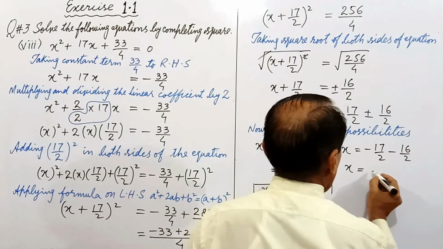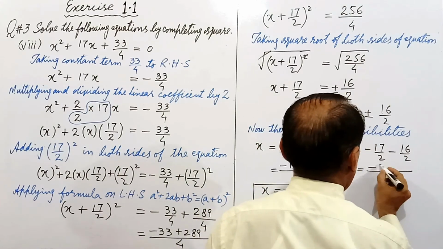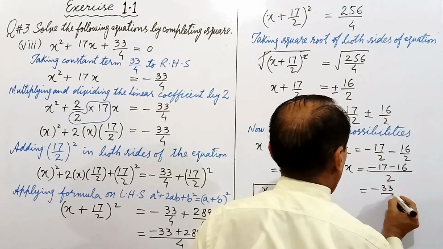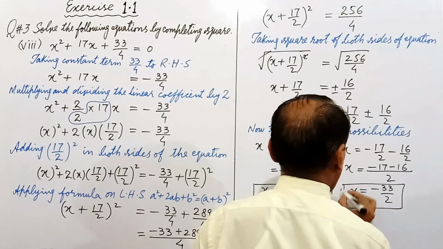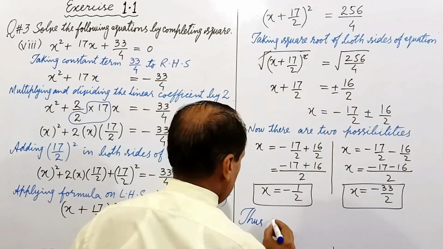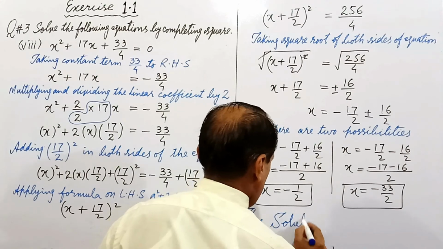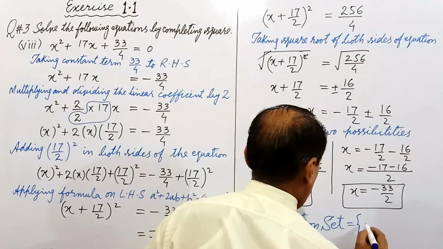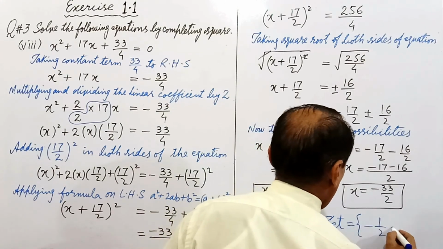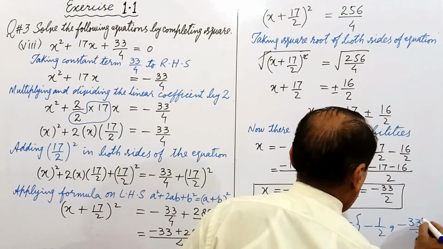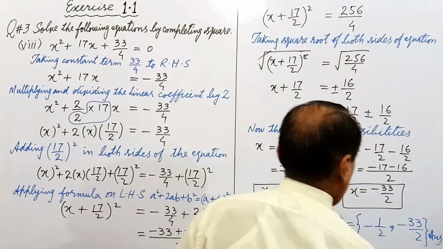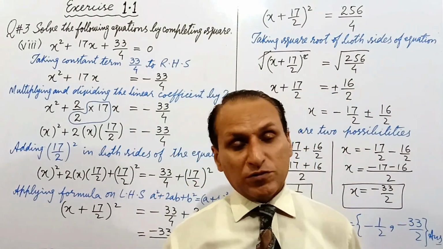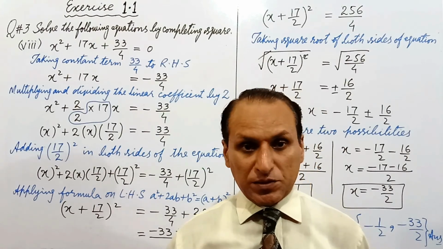And for the second, with the common denominator, we use the standard procedure. We write the numerator as they are. Signs are the same, so we do addition. Minus 33 by 2 we have for the second root. Thus, the solution set is minus 1 over 2, minus 33 by 2. That's it for parts 7 and 8, we solved the given quadratic equation by the completing the square method. Thank you.